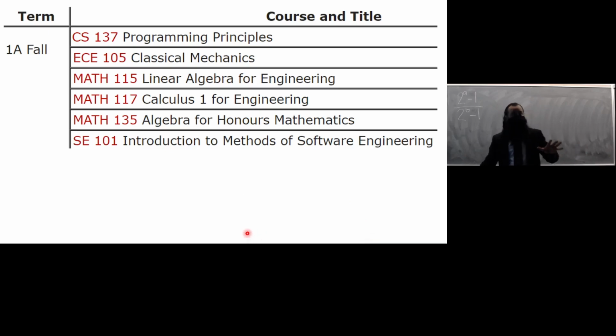So software engineering, they're doing 6 courses right now, okay? They have Math 135, Calculus, Linear Algebra, so 3 maths, then Physics, Classical Mechanics, CS 137, and Introduction to Software Engineering. So they have 6 courses this term. 7 next term, and then 8 in their 2A. But one of those courses is just a seminar, so that's okay.